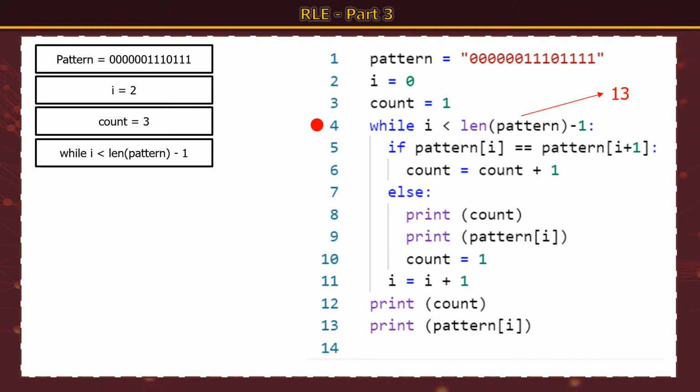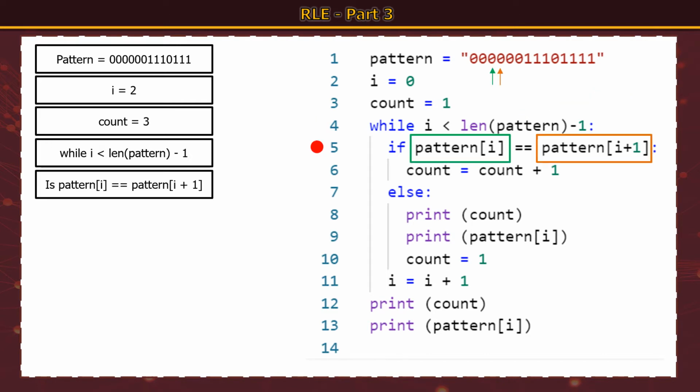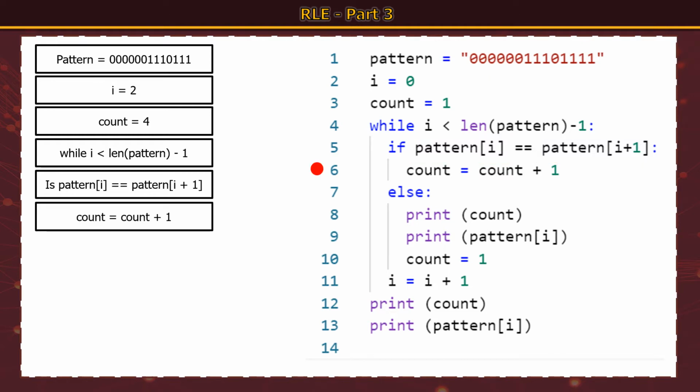Again, we would come round the loop. You can see here that while I is less than 13 is still true, because I is now 2, and 2 is still less than 13. So once again, we come down to line 5, and we compare pattern I to pattern I plus 1. Well, now I is 2, so we're comparing index 2 to index 3, and you can see that index 2 is 0 and index 3 is 0. So therefore they are the same again, so count equals count plus 1, so count is now 4. Again, we'd then come down to line 11, I equals I plus 1, so I becomes 3.